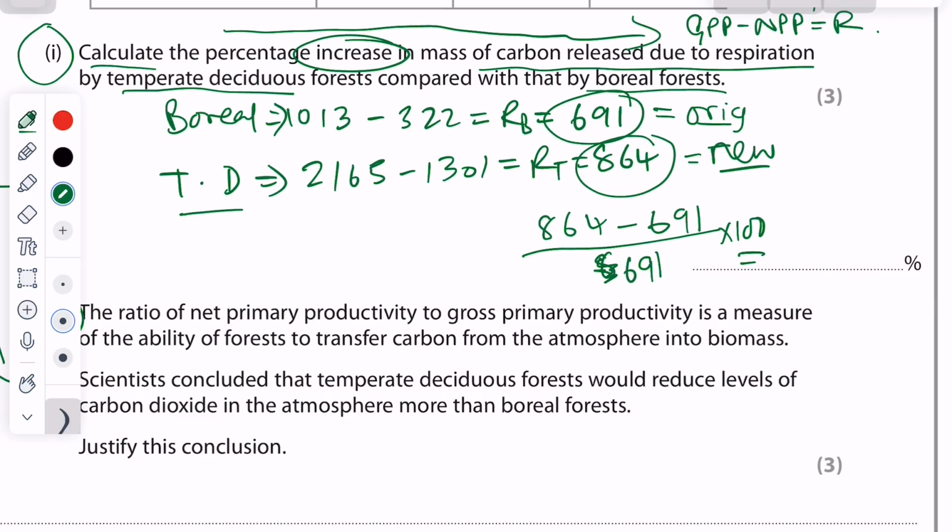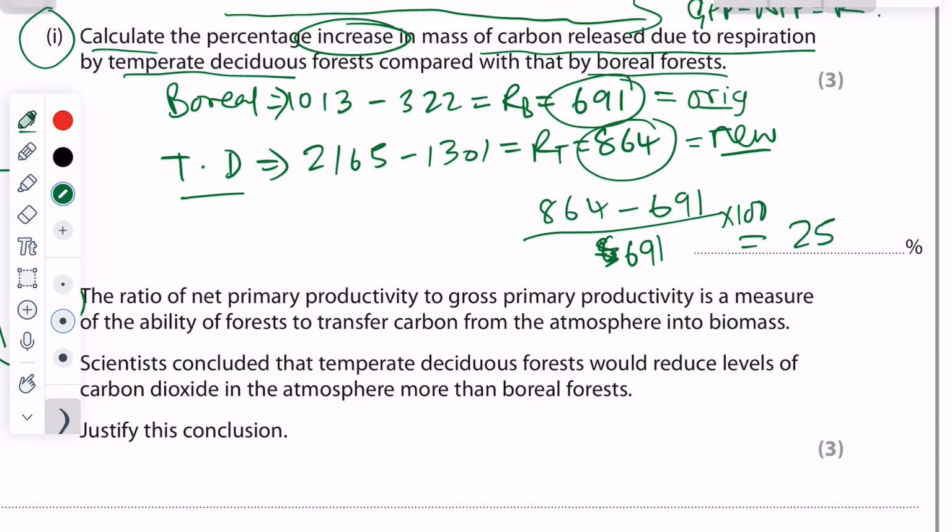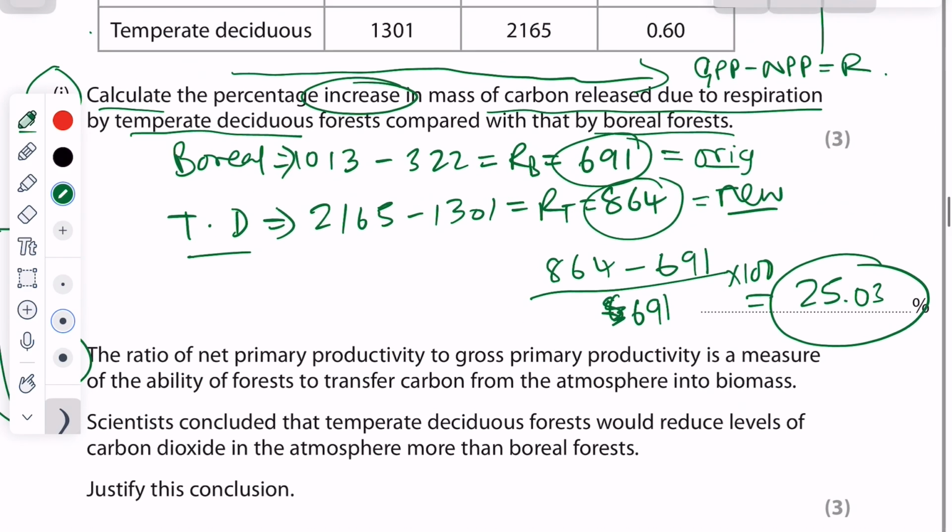864 minus 691 equals, divided by 691 equals, times 100 equals 25.03%. Okay. Right.